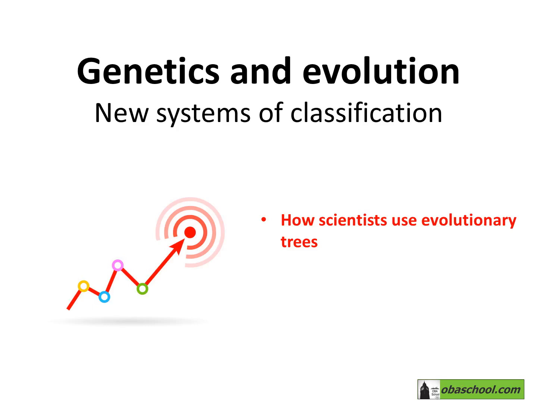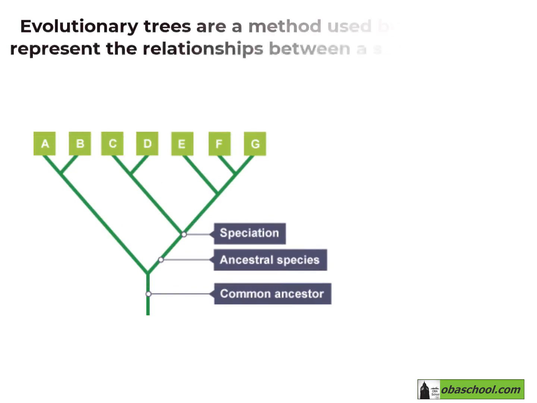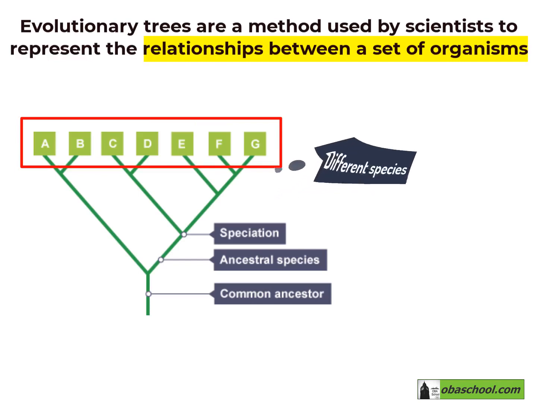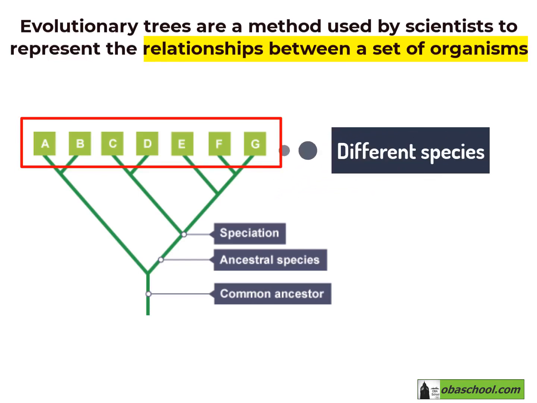In this tutorial, we are going to explain how scientists use evolutionary trees. Evolutionary trees are a method used by scientists to represent the relationships between a set of organisms. The tips of the tree represent different species, and where two branches join, this represents a common ancestor for those two species.